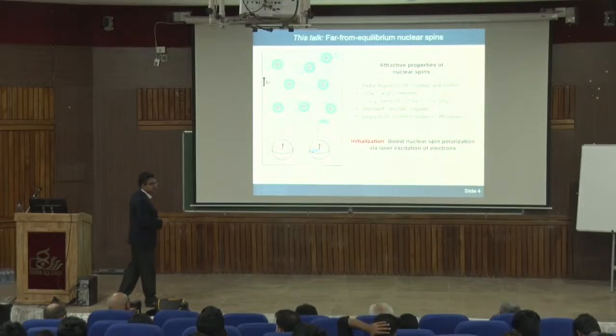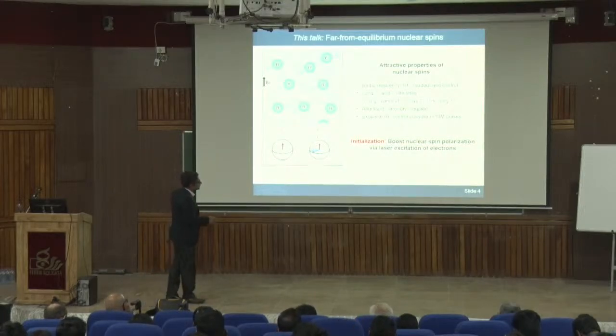Usually these nuclear spins are very hard to work with because they have very long T1s, and their purity, state purity, is actually very poor. In our community, we call purity polarization. It's just another way of saying the same thing. So a 100% polarized spin will be a spin in a pure state. The polarization is very poor, and in our experiments we boost the polarization with laser excitation.